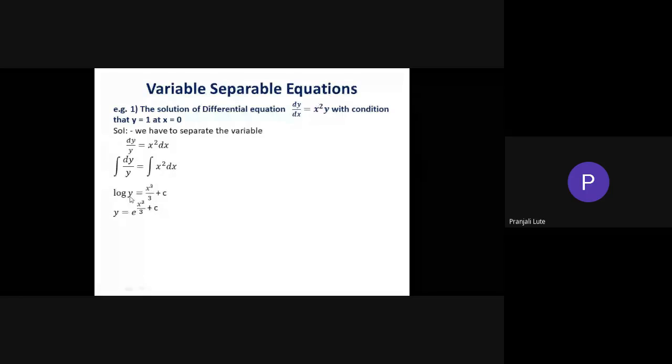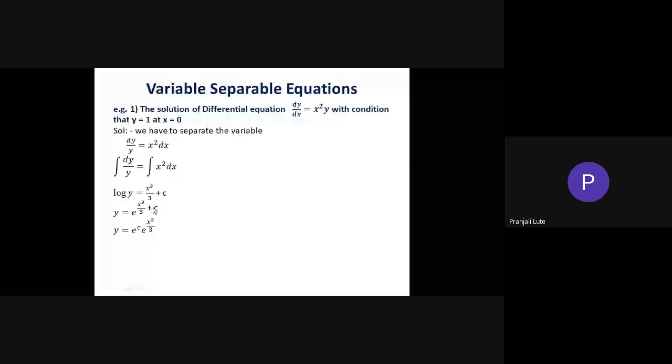This is the solution of that given differential equation. But some initial conditions are given in the question. So what is the use of the initial condition? The use of that initial condition is to find out the value of constant c.